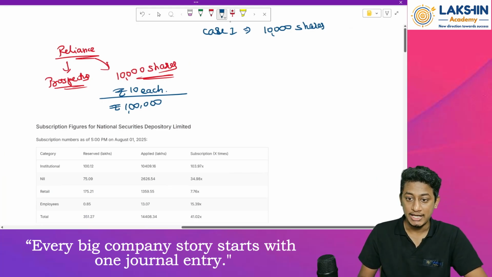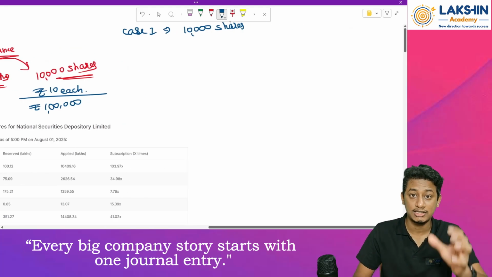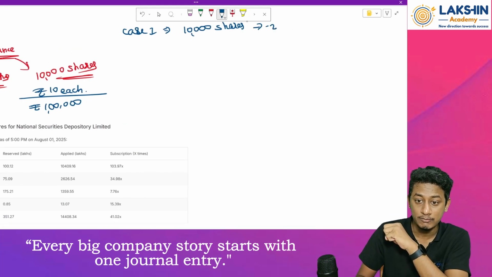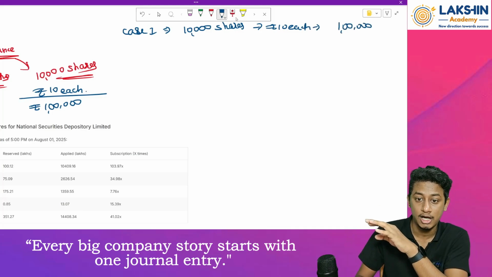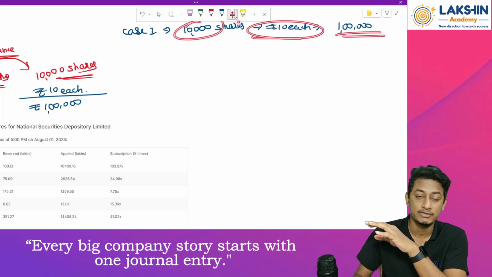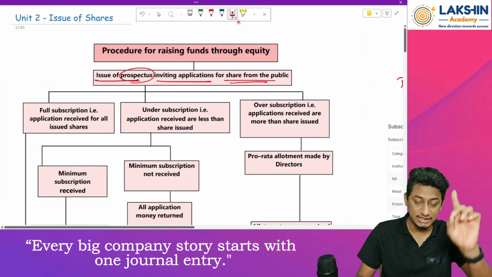Clear? Now, in case number 1, people have subscribed to 10,000 shares for rupees how much? For rupees 10 each. In that case, how much money did the company receive? The company has received rupees 1 lakh. How? 10,000 shares into rupees 10 each. That will be rupees 1 lakh. Clear? Okay. This is case number 1.